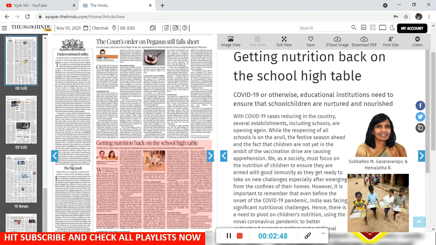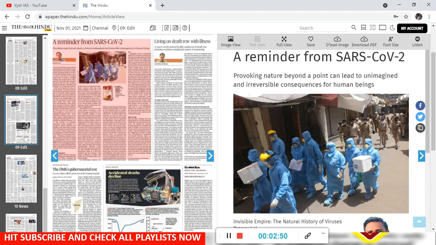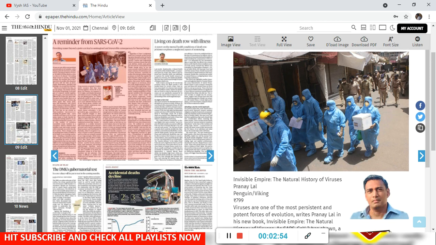And then on the second editorial page which you see here, the first is a COVID related one. Actually, a book has come about humans and viruses. If you see, The Natural History of Viruses, in that they are blaming humans, saying that human actions led to this kind of crossover of viruses into our society.